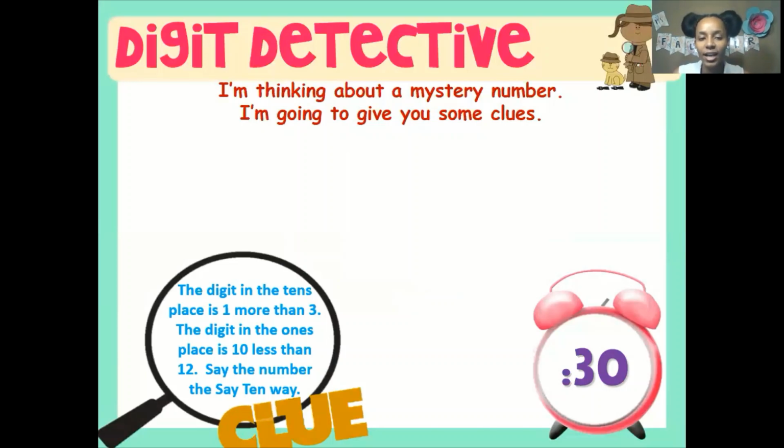The digit in the tens place is 1 more than 3. The digit in the ones place is 10 less than 12. Then you're gonna say the number the say 10 way to yourself. I'll read that again. The digit in the tens place is 1 more than 3. The digit in the ones place is 10 less than 12. Then you're going to say the number the say 10 way to yourself. Go.